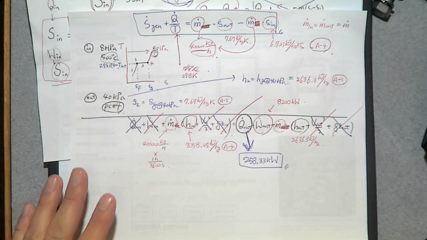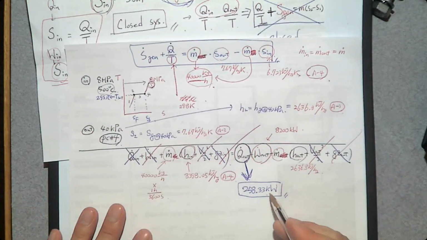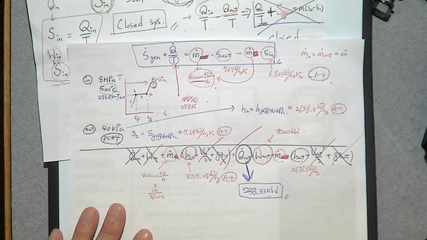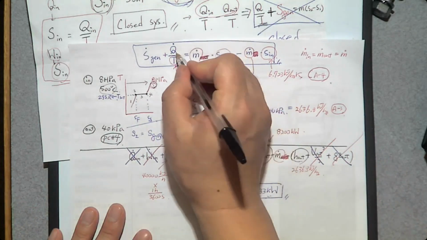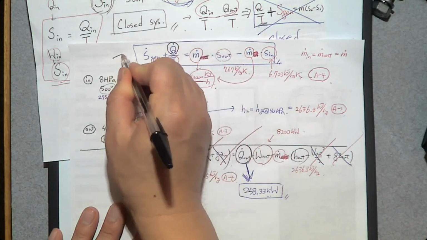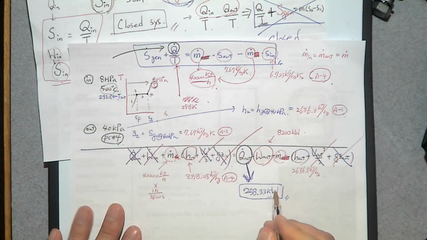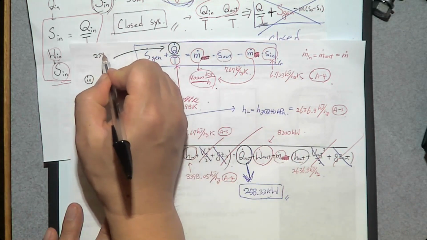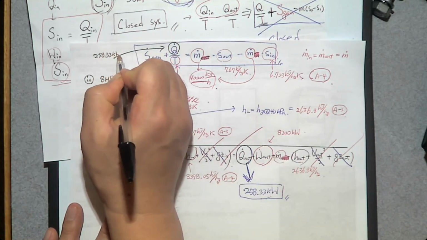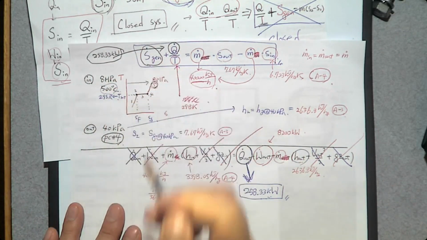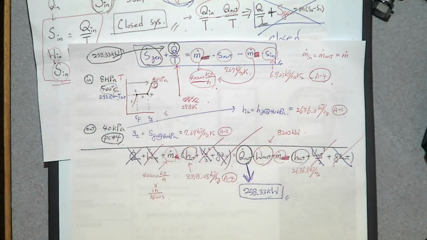So now this number goes back to this entropy balance equation. Here, Q dot, so I'm going to substitute this number, 258.33 kilowatt. Then you get S dot gen. Am I right or is there a mistake?